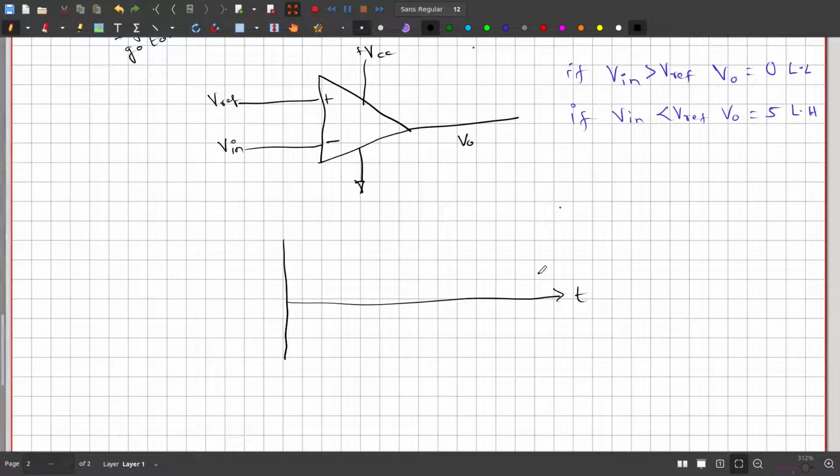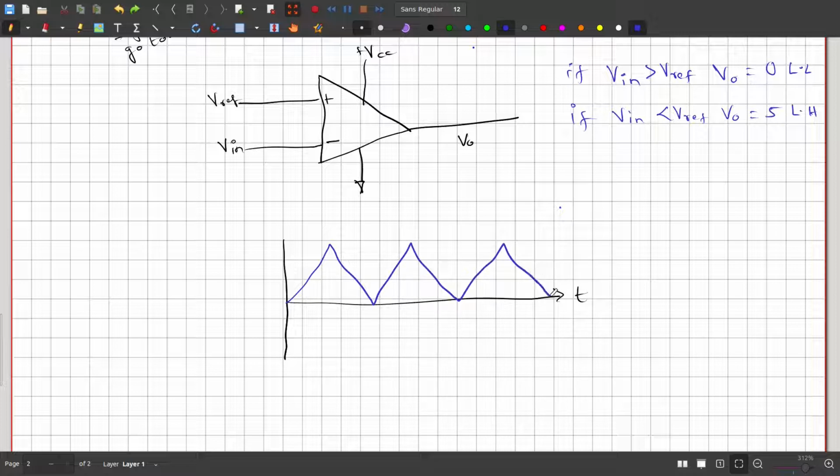This is time, this is our logical output waveform. Let it be in blue color. This is the input voltage V in. It can be any waveform, but it is easier to explain with a triangular one, so I am using this waveform. Our V reference is somewhere here.